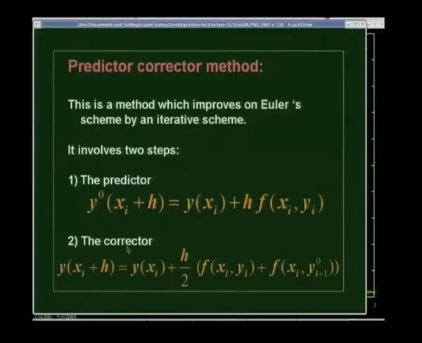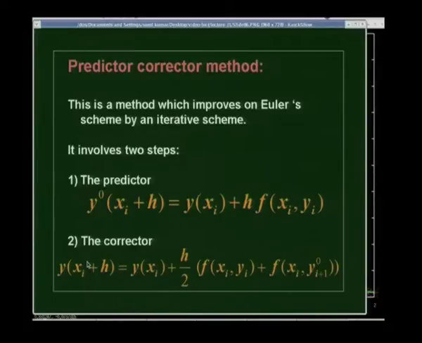The corrector is that, instead of using just one derivative of the function at xi, yi, now we will use an average derivative of the function at the initial value and at the predicted value, and then use that average value as the derivative and get the corrected y of xi plus h. So graphically this means the following.